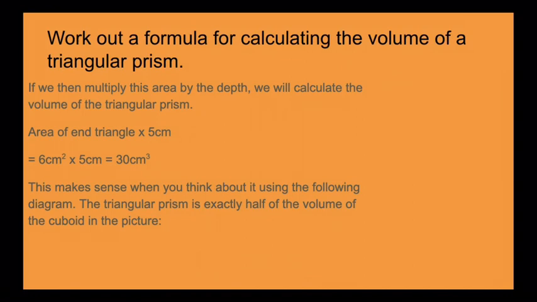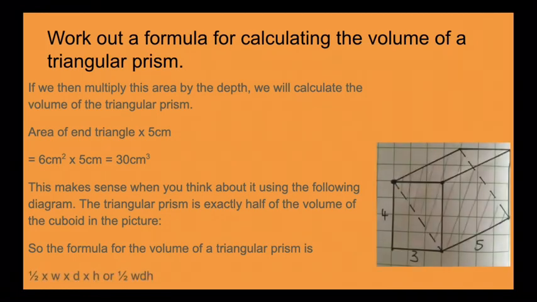So this actually makes sense when you think about it using the following diagram. The triangular prism is exactly half of the volume of the cuboid in the picture. So the formula for the volume of a triangular prism is half times W width times D depth times H height, or half WDH. Because remember, when you're in algebra, when you've got letters next to each other, that means that they're multiplied. So half WDH, half times the width times the depth times the height.